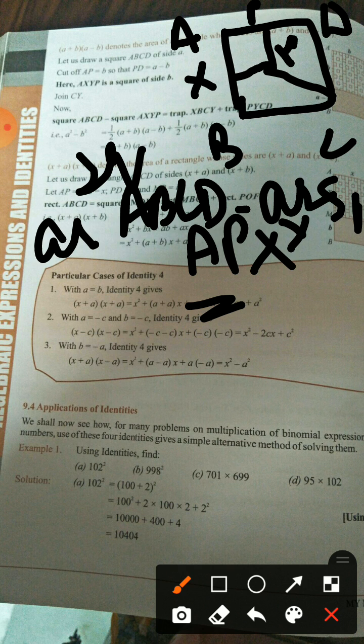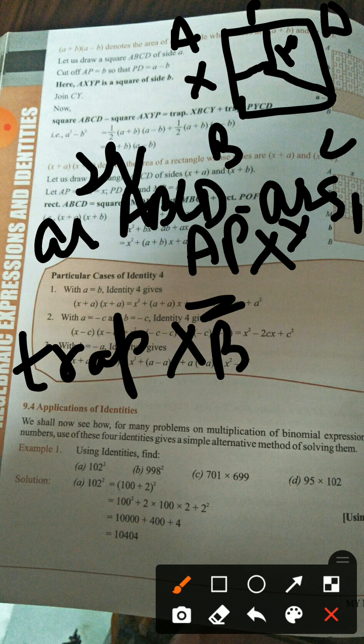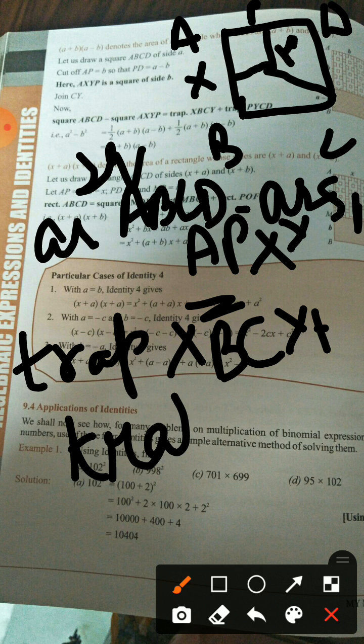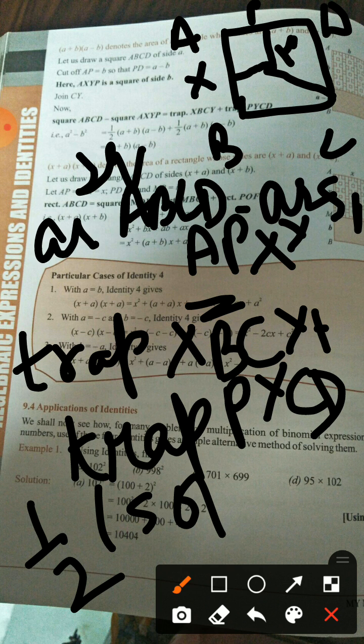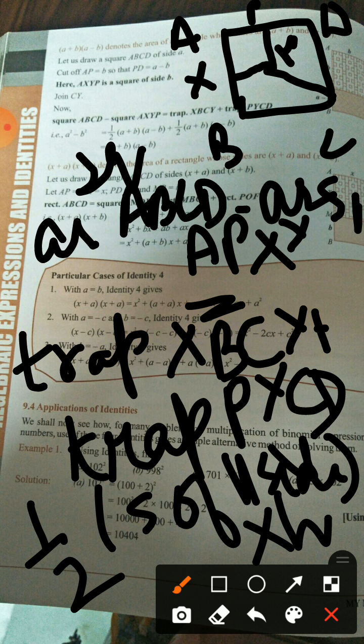is equal to, now from the whole area of ABCD, if we remove the area of APXY, what will you get? Area of trapezium XBCY plus area of trapezium PYCD. Now the formula for the area of a trapezium is half into the sum of parallel sides into height. Now let's put the values.